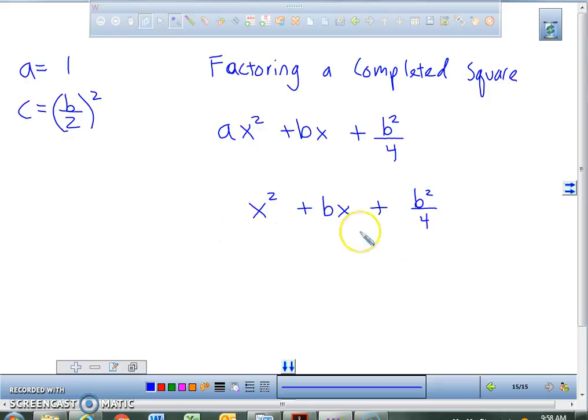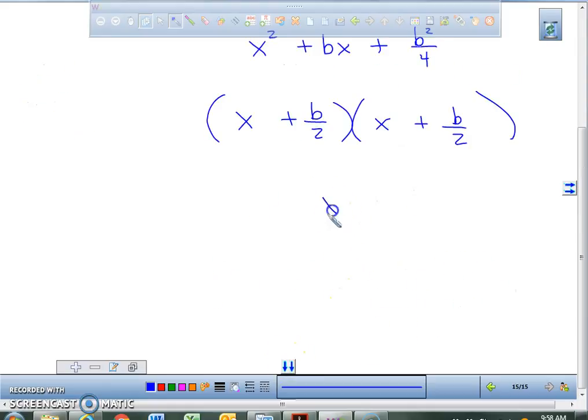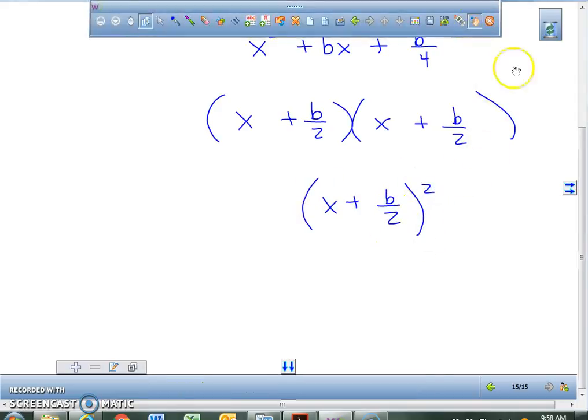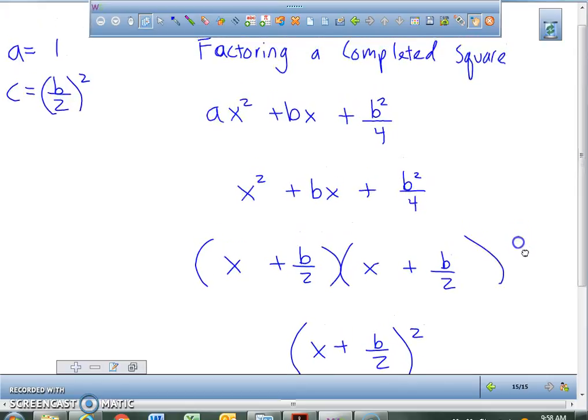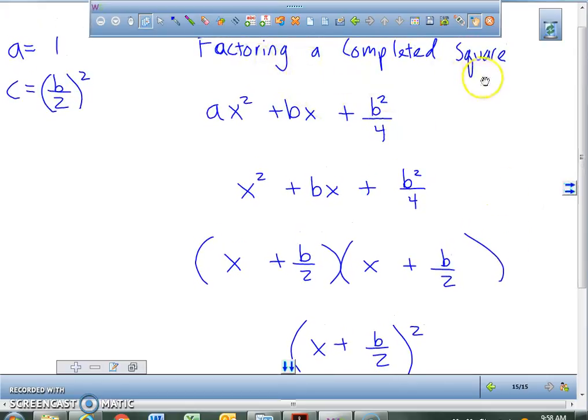Now what is this always going to factor to? It's always going to factor to x plus b over 2 times x plus b over 2, which becomes x plus b over 2 squared. So what I want you guys to do in your journal is write factoring a completed square. This is your expression. Your a value is always going to equal 1. Your b value will change. Your c value will change with your b value. Okay? But this is a formula you can use every single time.